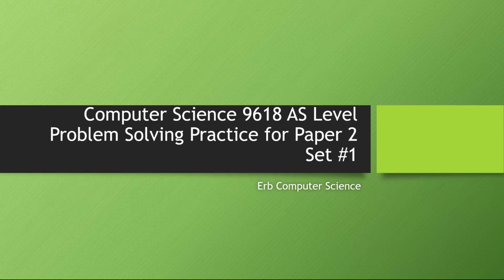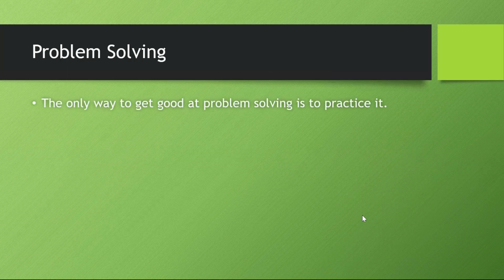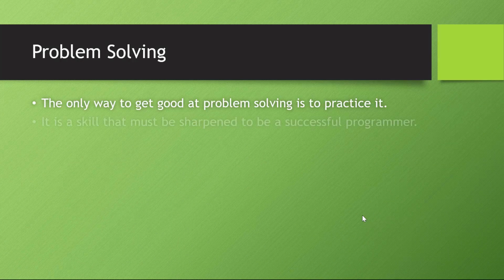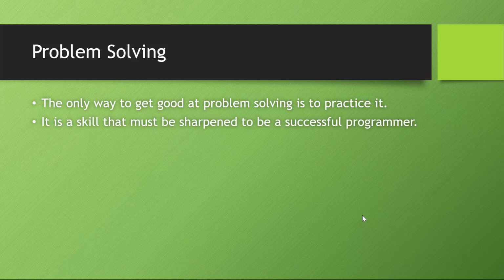In this video for Computer Science 9618 AS level, we're going to take a look at problem solving practice, which will show up on paper 2, and this is set number 1 of those problem solving practice. Now, the only way to get good at problem solving is to practice it. It is a skill that must be sharpened to be a successful programmer. You're not going to wake up one day and magically be able to problem solve. It takes practice and some more practice, and you definitely want to sharpen that skill, and you definitely can.